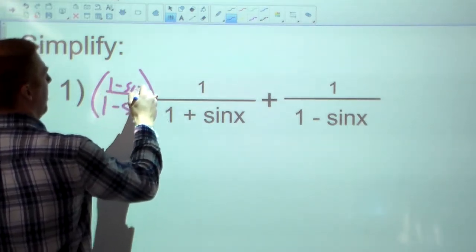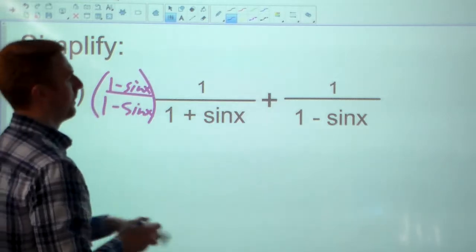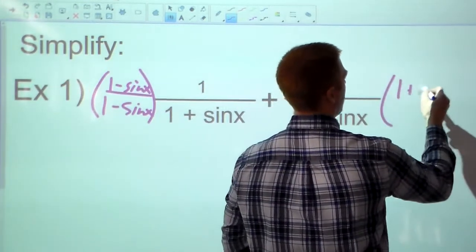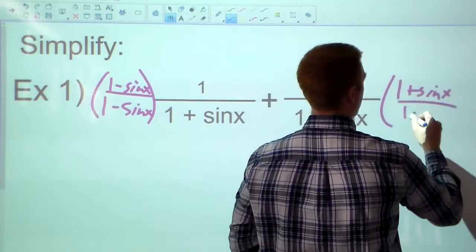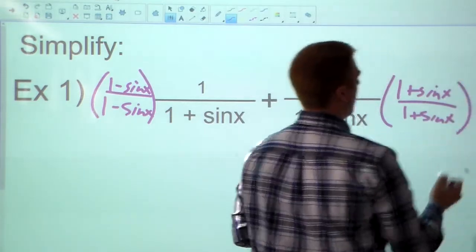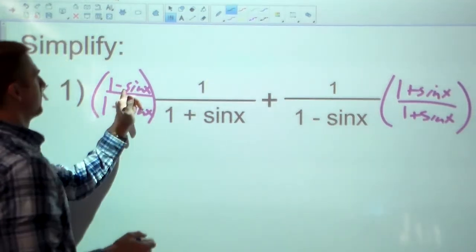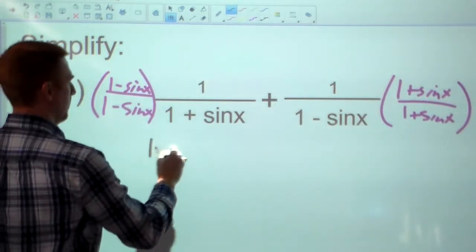So 1 minus sine x on top and bottom on this side. Multiply that side by 1 plus sine x on top and bottom. And then let's multiply everything out, see what it comes out to be. So first up, we've got 1 minus sine x times 1.